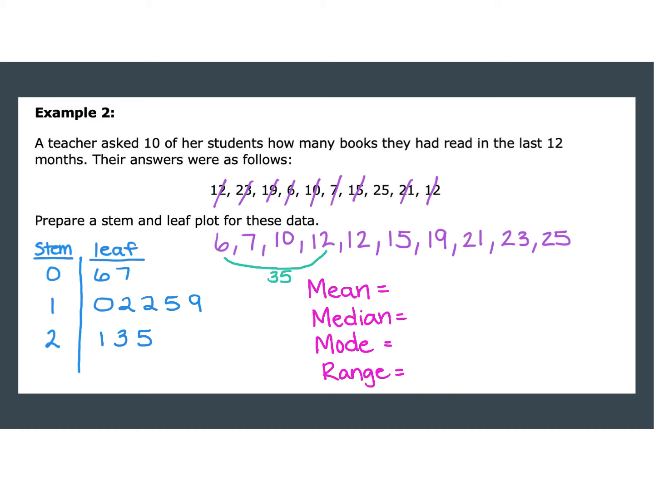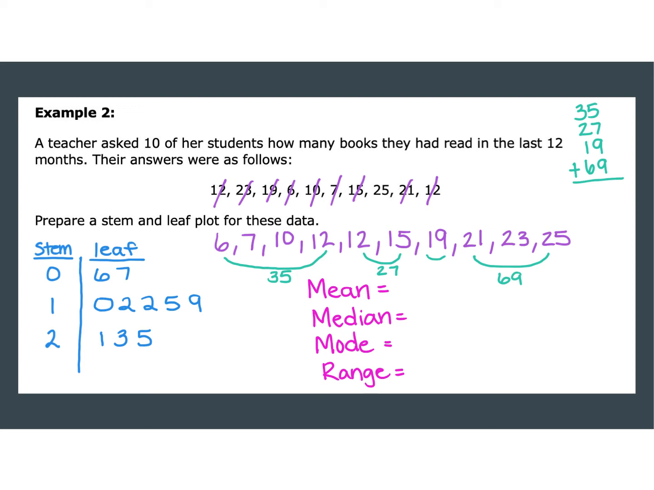Twelve plus 15 is 27. 23 plus 25 is 48. 48 plus 21 is 69. And then we can also add 19. So we can add 35 plus 27 plus 19 plus 69 to get our sum for our set of data values.